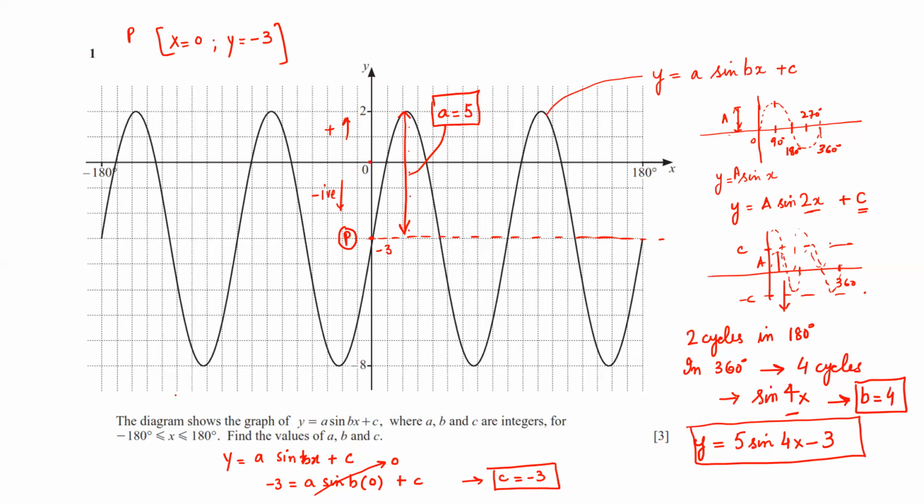And the values, we have to find out the value of A. A is 5, B is 4, and C is minus 3. This is your solution for this part.